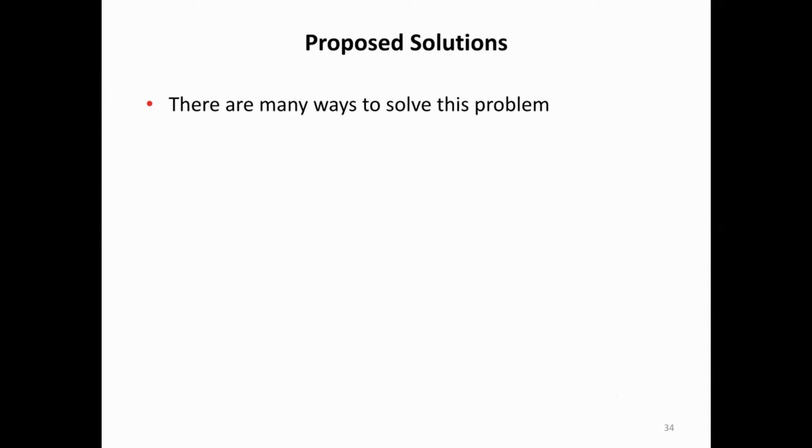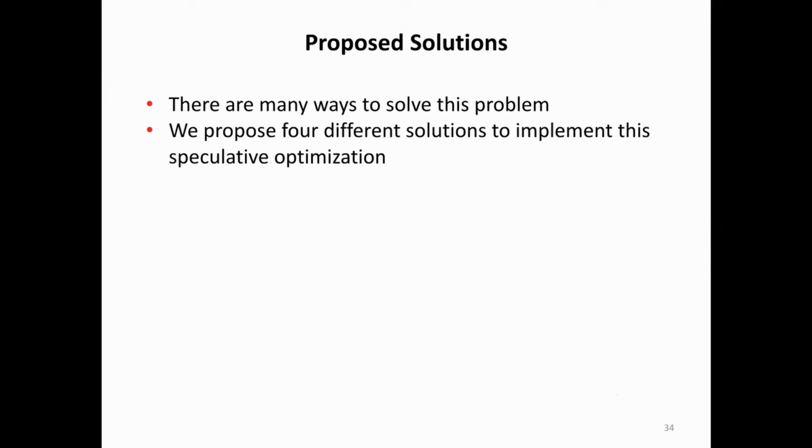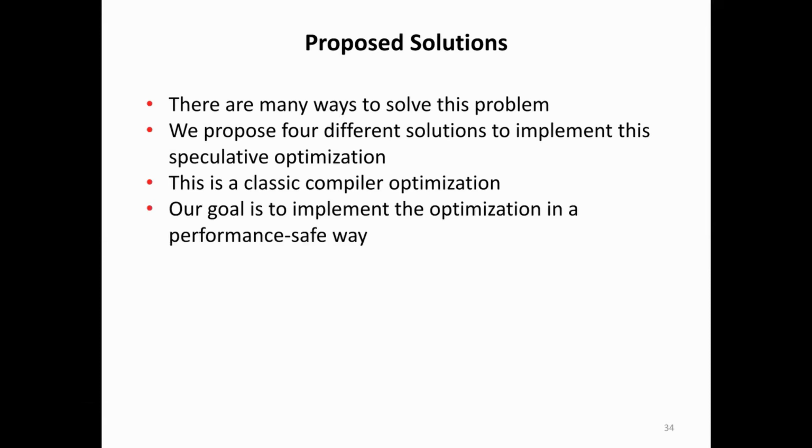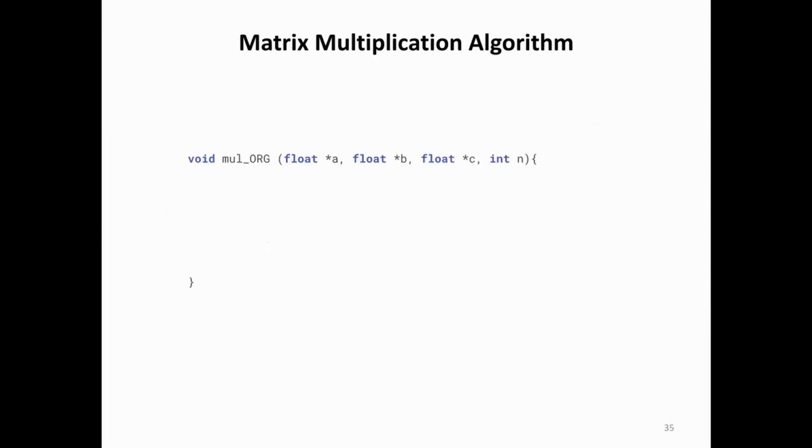There are many ways to solve this problem, and we will propose 4 different solutions to implement this speculative optimization. Notice that this is a classic compiler optimization. In the end, what we're doing is adding an if condition to an arithmetic expression. And our final goal is to implement this optimization in a performance safe way. By performance safe way, I mean we don't want to add overhead in scenarios where this optimization is not profitable. So I will use the classic matrix multiplication algorithm to explain our proposed solutions.